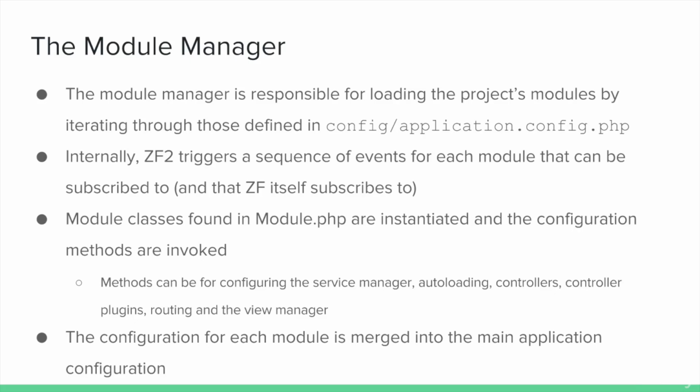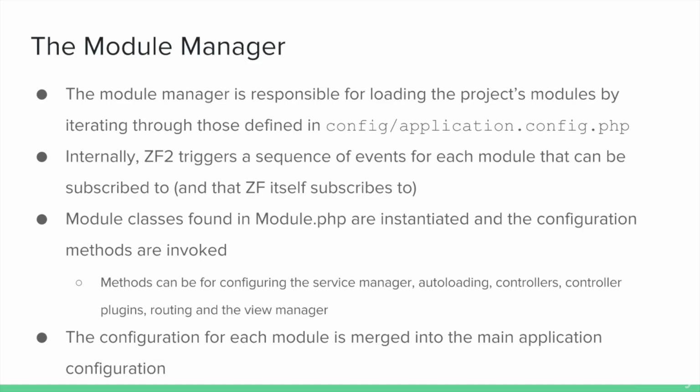Internally, Zend Framework 2 triggers a sequence of events for each module, and you can actually subscribe to these events to configure the module, to add some custom logic when certain events happen. And actually, Zend Framework itself subscribes to these events, but we'll get back to that when we talk about the event manager. The module classes found within module.php are instantiated, and the configuration methods that we talked about on the previous slide are invoked.